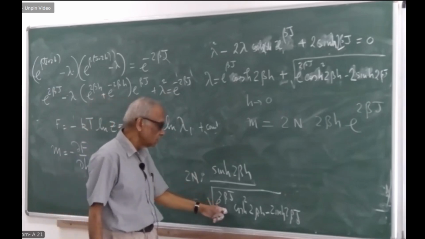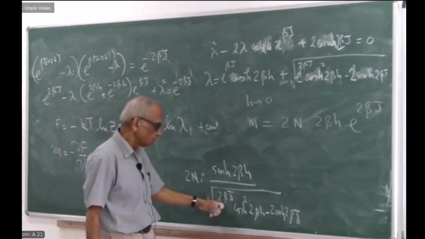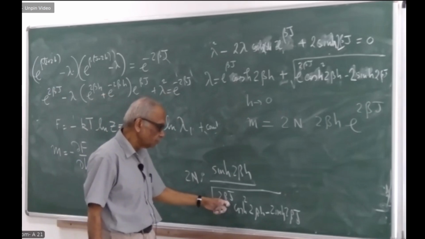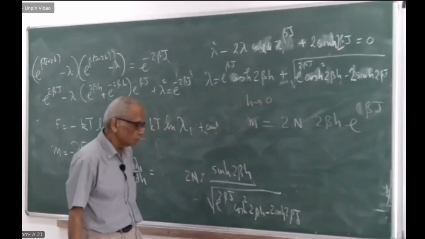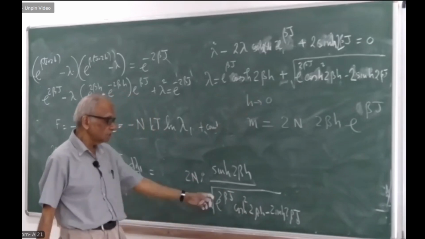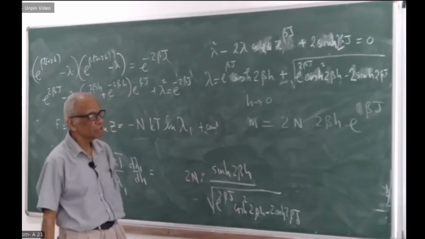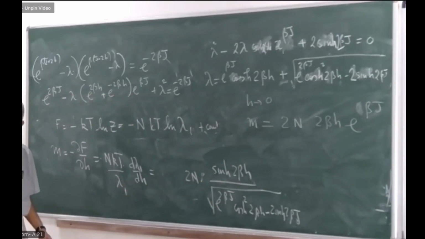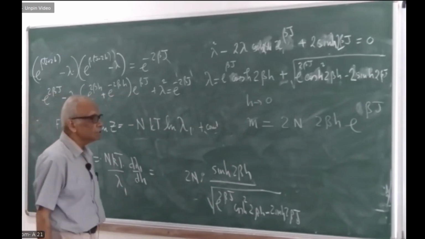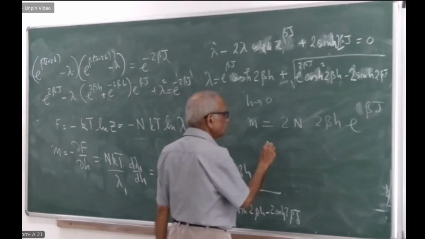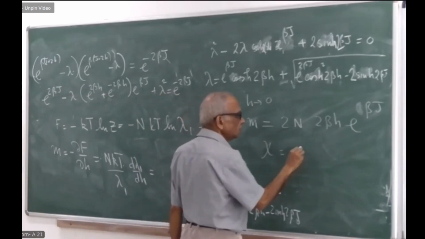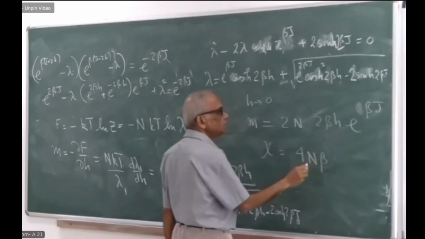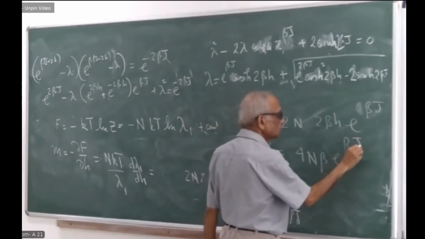Is it just beta J? It should be square root of 2 beta J, and this shouldn't be there, right? So it is e to the power minus 2 beta J after the cancellation, and then square root e to the power beta J, and so m is equal to this, which means the zero field susceptibility is 4N beta e to the power beta J.